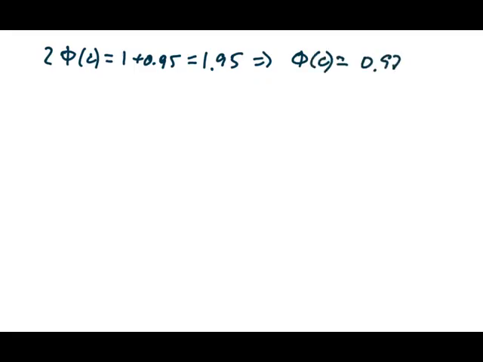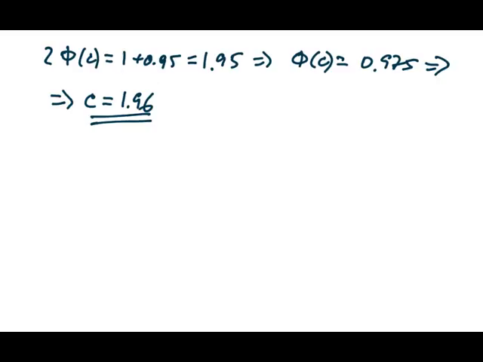Thus, 2 times phi capital of c equals 1 plus 0.95, which is 1.95, and from here phi of c is 0.975. Using the table for normal distribution we find that c equals 1.96. You remember this number. I suggested you remember this.